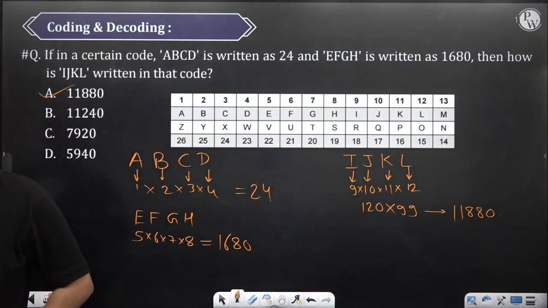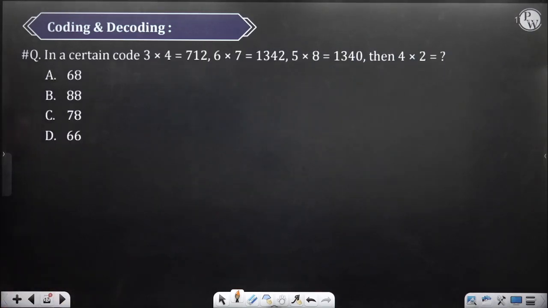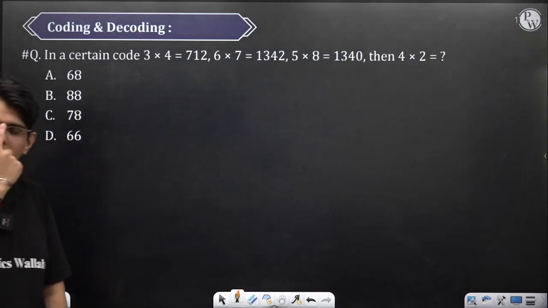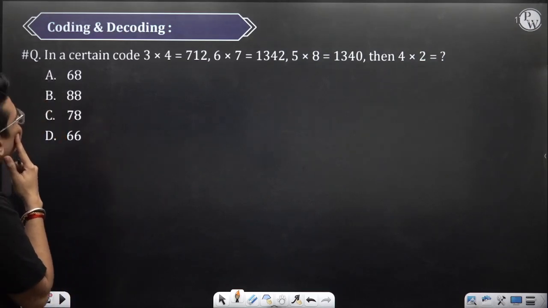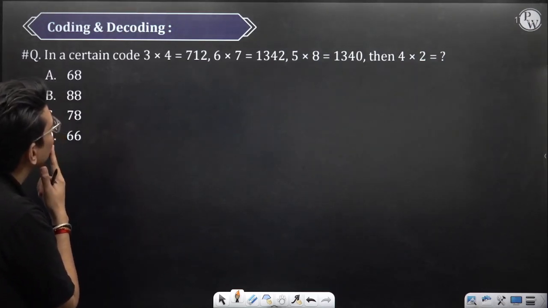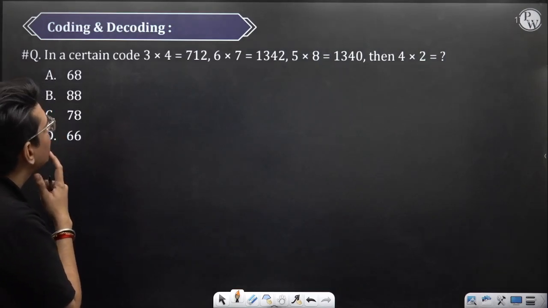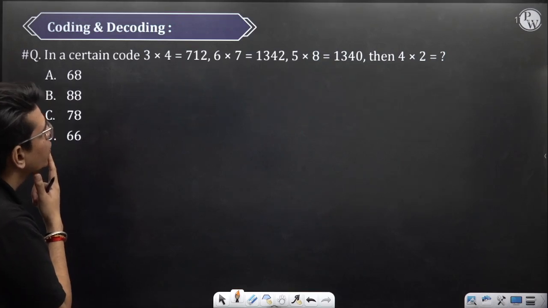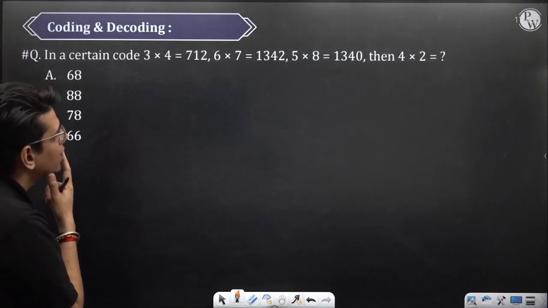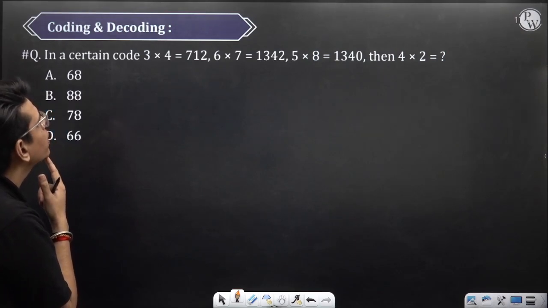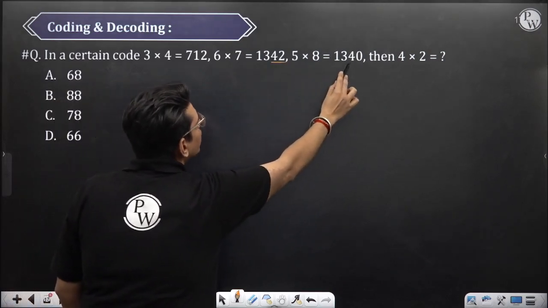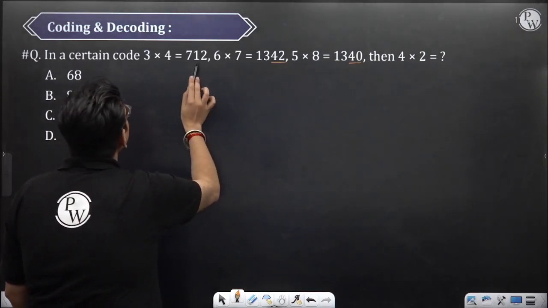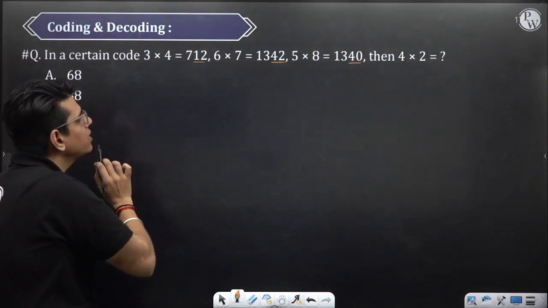Now another pattern you can find is this. Suppose there are no alphabets and the code is given like this. This can also be considered under series, right? So in a certain code, 3 into 4 is 712, 6 into 7 is 1342 and 5 into 8 is 1340. If you look carefully, 7 into 6 is 42, 5 into 8 is 40, 3 into 4 is 12. So the last two digits are the multiplication.